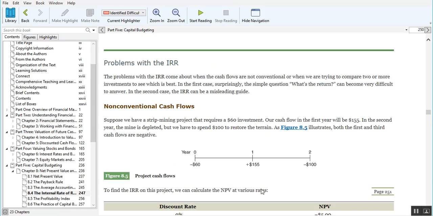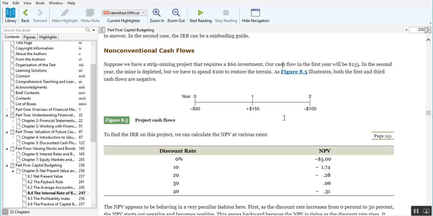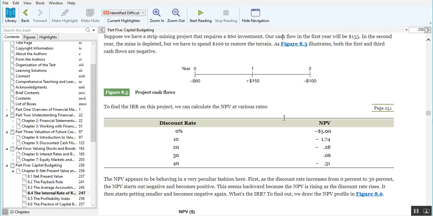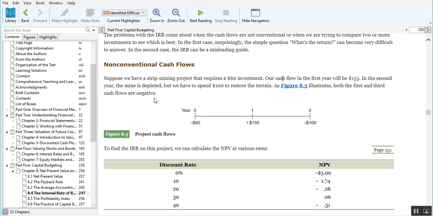So problems with internal rate of return come about when cash flows aren't conventional, or we're trying to compare two or more investments to see which one's best. So, non-conventional cash flows. And here they talk about, suppose we have a strip mining project that requires a $60 investment. Our cash flow in the first year will be $155. In the second, the mine is depleted, but we have to spend $100 to restore the terrain. This figure illustrates both the first and third cash flows are negative.